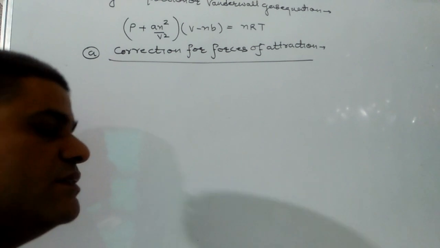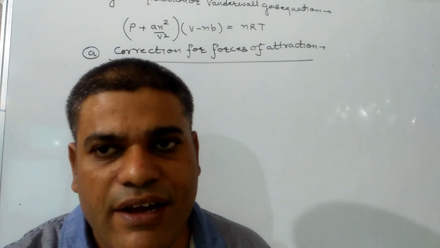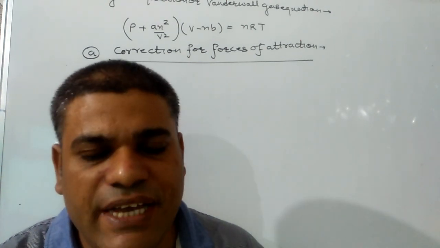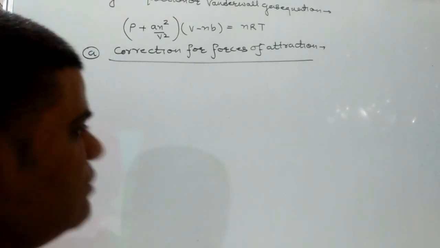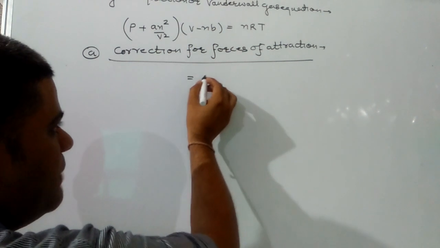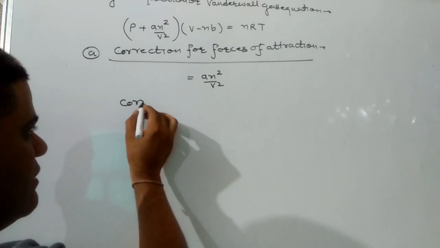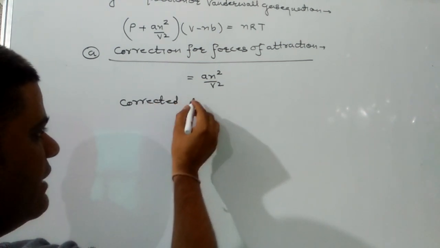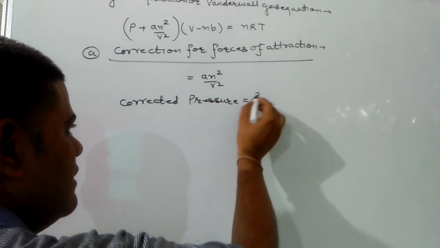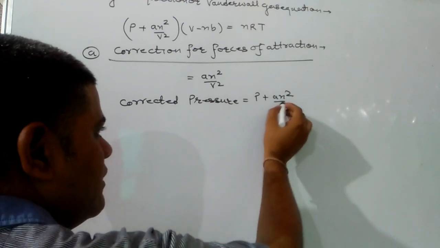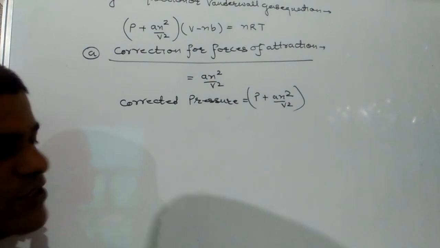As we know, there are some attractive forces between gas molecules. That's why they are liquefied. But according to the kinetic theory of gases, the forces of attraction are supposed to be negligible. But actually there are some forces of attraction, and the value of those forces of attraction is an²/V². So the corrected pressure will be P + an²/V², where a shows the forces of attraction.